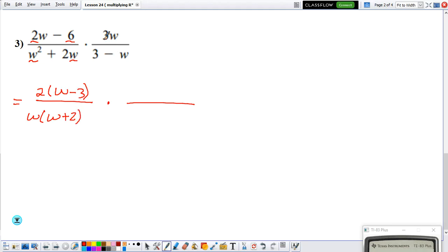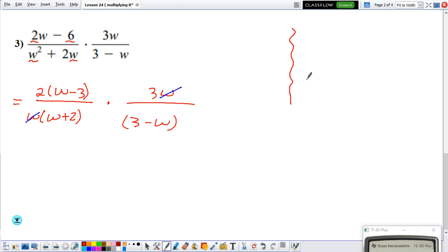Now let's look at the top right expression. 3w, it's already a single term, cannot factor it out. So now what do we have here? 3 minus w, I can rewrite it just 3 minus w. Okay. See if anything cancels out. Well, notice that we have a w here and a w here, so they cancel out. Now, you might say, well, can w minus 3 cancel out with 3 minus w? No, they can't. They're not the same expression, but we can make 3 minus w the same as w minus 3.